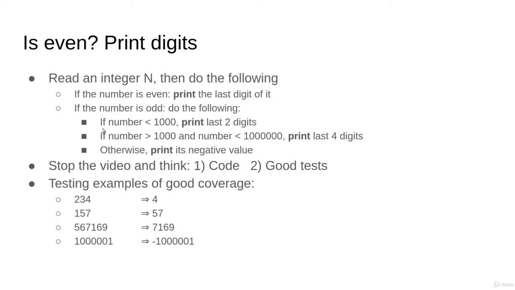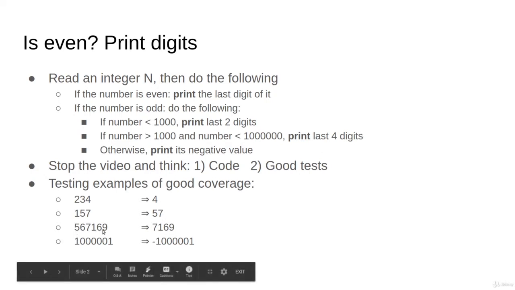If the number is less than 1000, we print the last 2 digits. For example, 157 is odd and is less than 1000. We print the last 2 digits, which are 57. If the number is greater than 1000 but less than 1 million, we print the last 4 digits. For example, if we have such a big number but less than 1 million, we print the last 4 digits. Otherwise, we print the negative of the value. So if this is such a value here, we print the negative value of it.